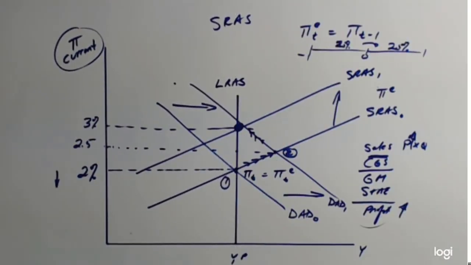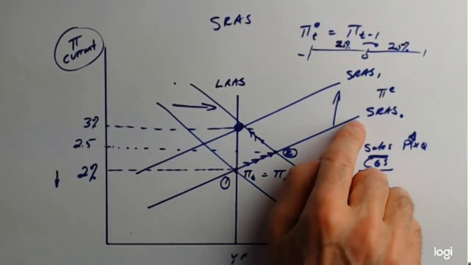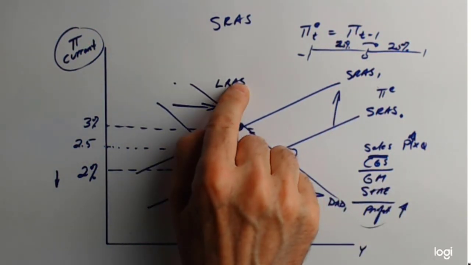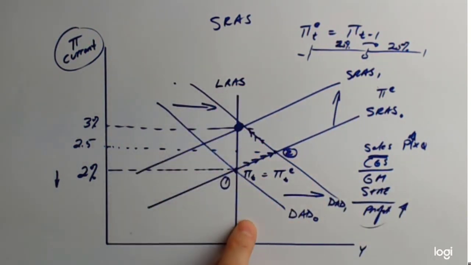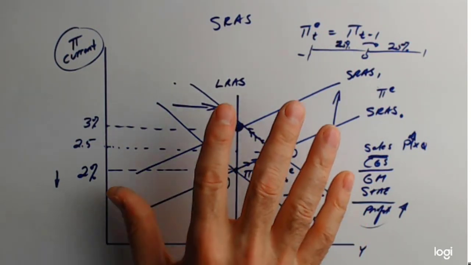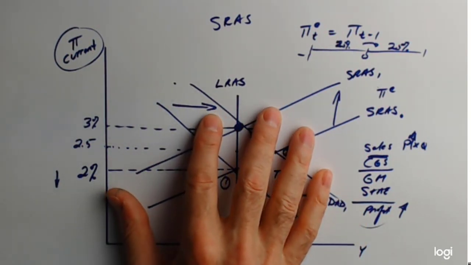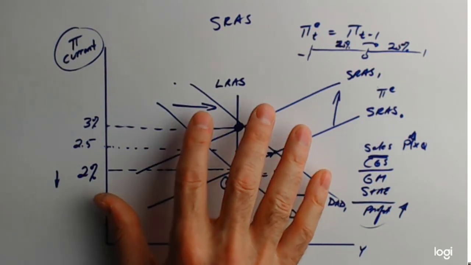So we've built out the aggregate demand, short-run aggregate supply, and long-run aggregate supply curves in a series of videos. Now what we want to do, in the next video, is look at some actual situations that the economy has gone through and see how it all worked out.